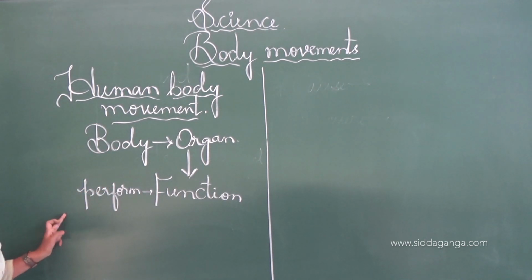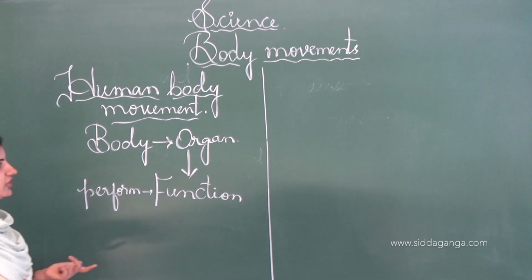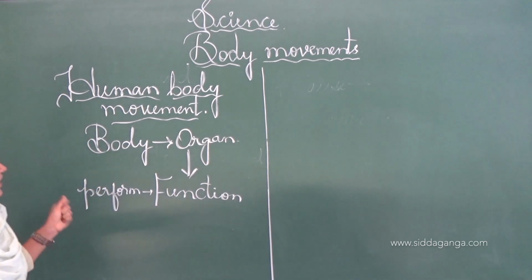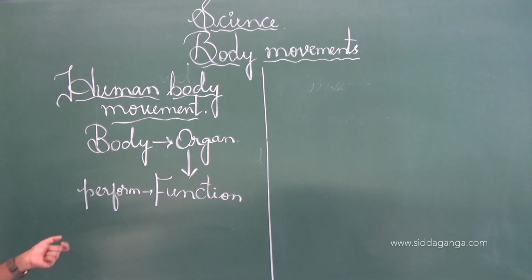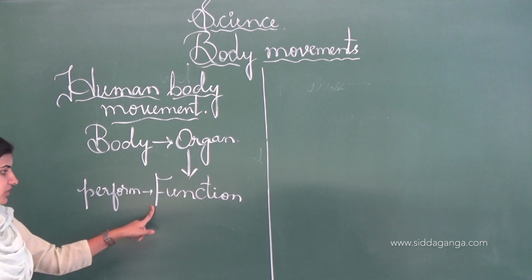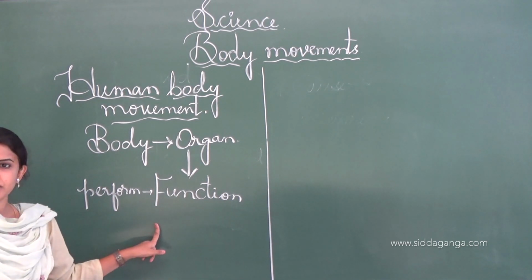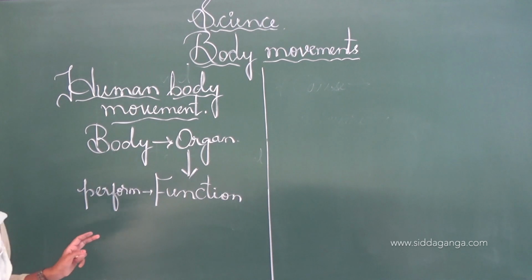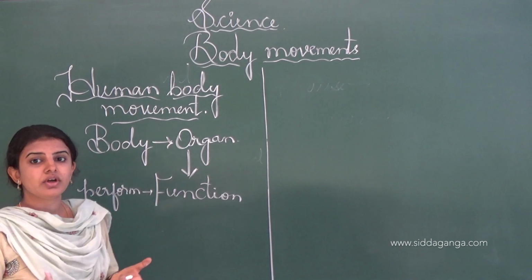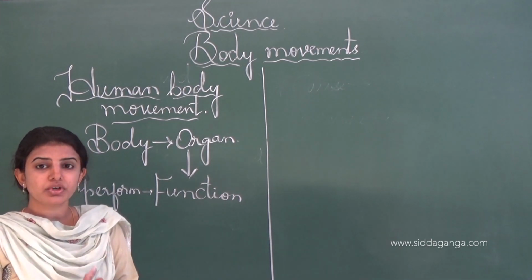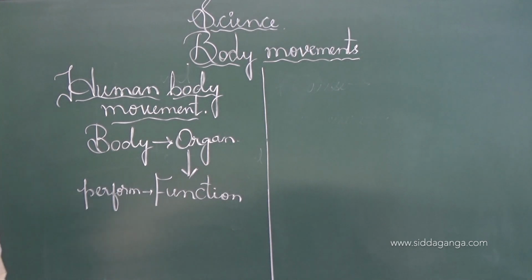To work well, these organs have specific functions that are important for the body, and also important for the body to be in good shape and well developed. See, in human body movement, our body consists of various types of organs which perform different types of functions. For specific functions, these organ systems give a specific shape to the body.